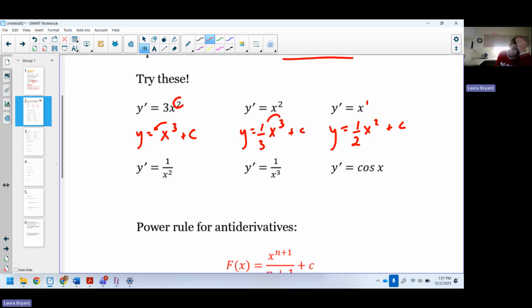So thinking through is the same process of what you do for your actual formalized rule, which is that you're going to add 1 to the power, like all these are 1 power higher, but then you're going to divide by the new power. Add 1 to the power, divide by the new power.